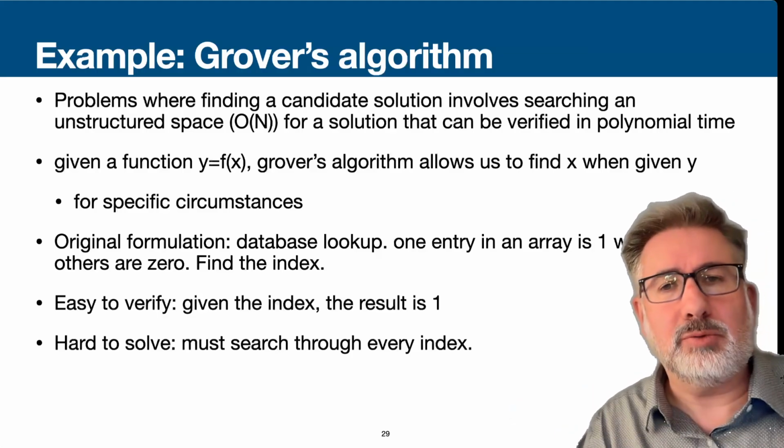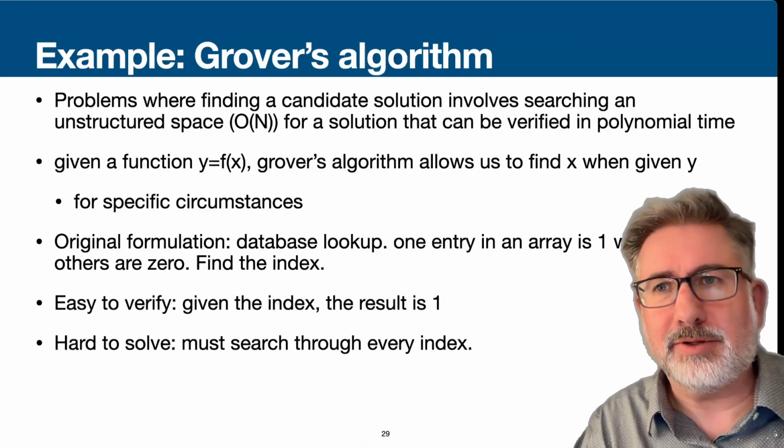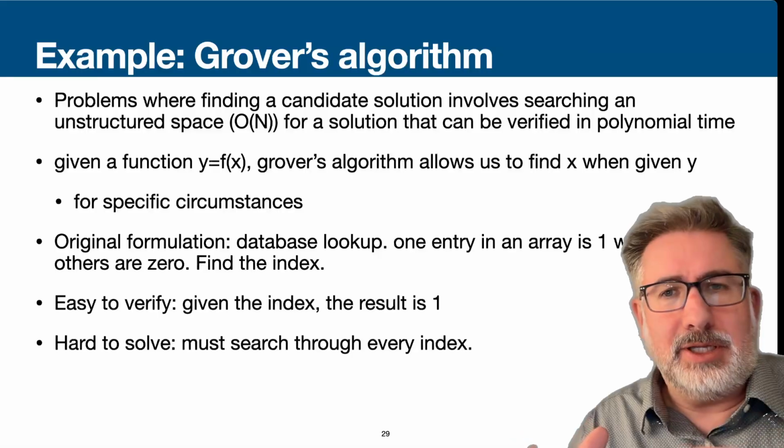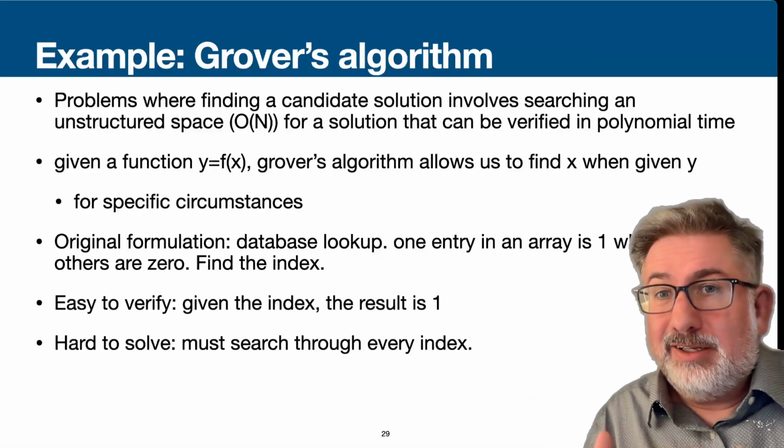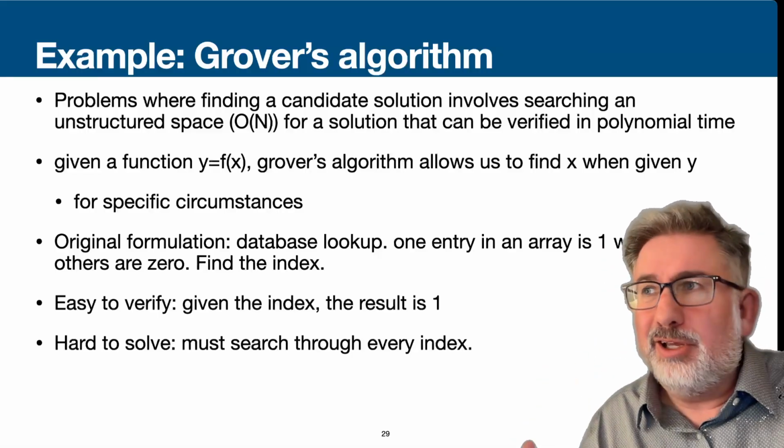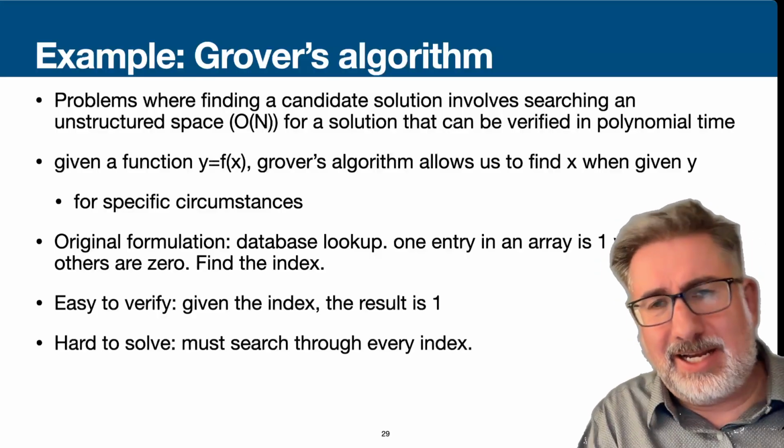So let's look at an example. Grover's algorithm is the one that we'll start with, and then we'll do another video on Shor's algorithm. Grover's algorithm is a way that you can find an answer to a question if all you have is a way to validate that answer.